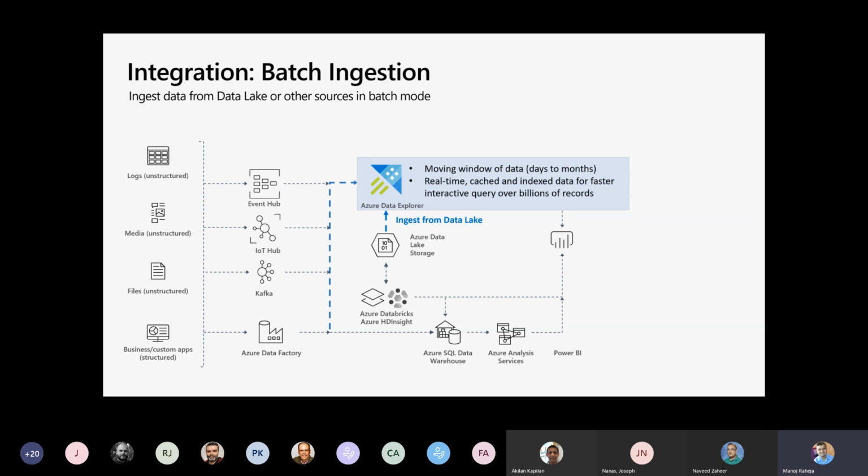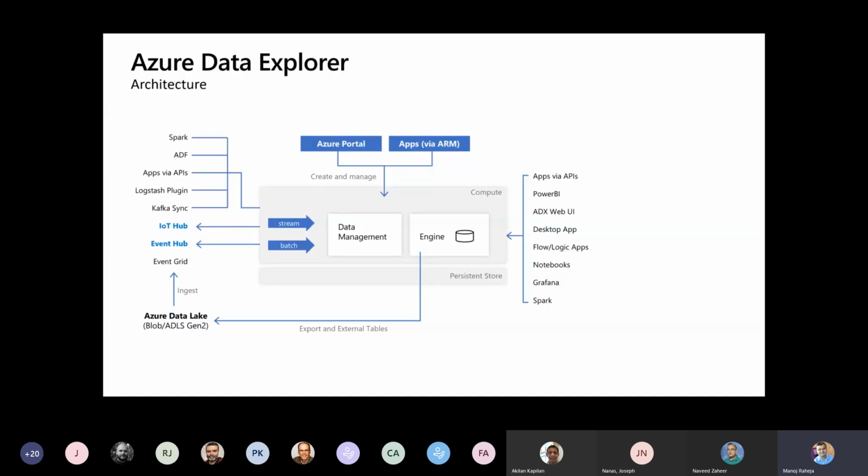If the data is arriving in batch mode, we can do a batch loading into Azure Data Explorer, cache it, index it, and get it ready for query. So you can do it automated, or you can do it using our SDKs and so on. So I will get into the demo. I just want to quickly show at a high level how Azure Data Explorer looks.